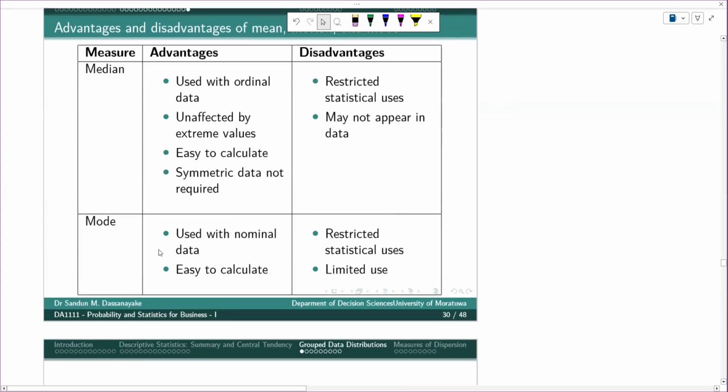Again, the mode can be used with nominal data because it's a frequency, right? Appearance again and again, so you can use it with nominal data. Easy to calculate, again restricted statistical use and limited use.